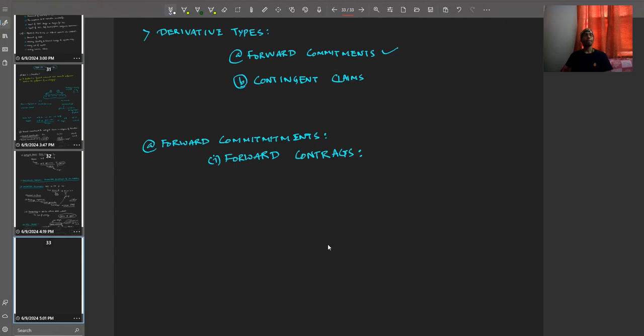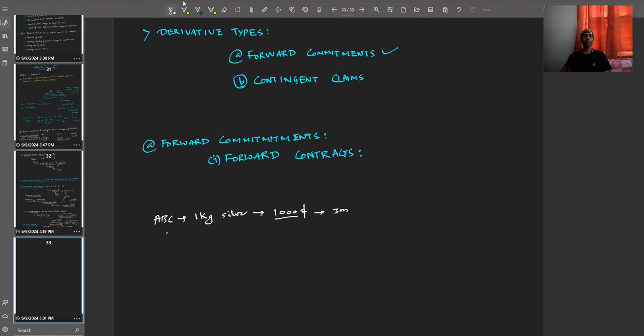Let's say a person named ABC has 1 kg of silver. The price of this is, let's say, $1,000 for 1 kg, right? Now ABC feels that the price of silver has reached its peak, and in the future, let's say 3 months, the price of the silver is going to be down.